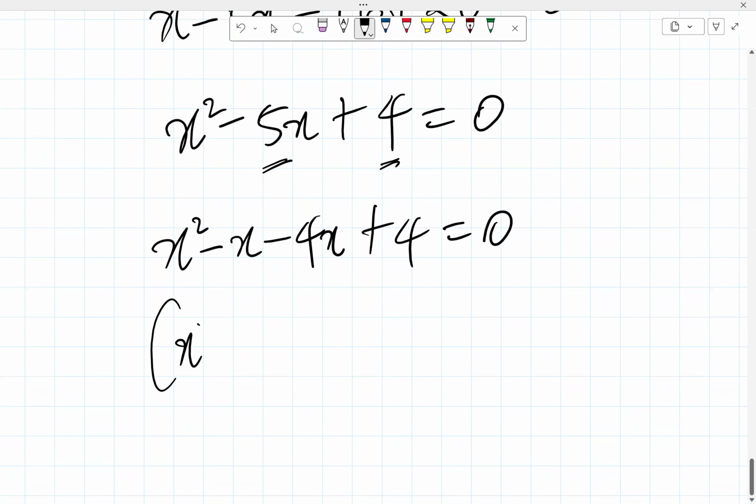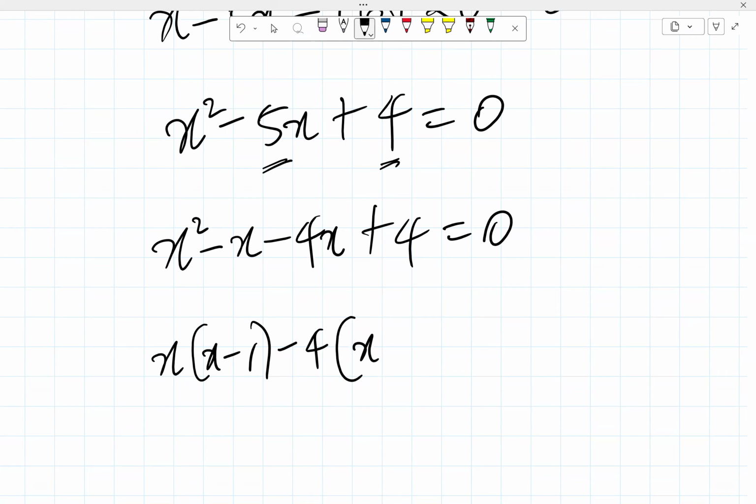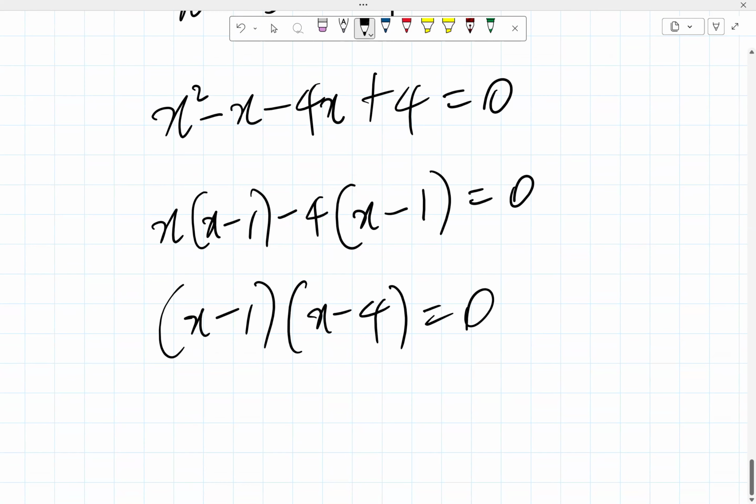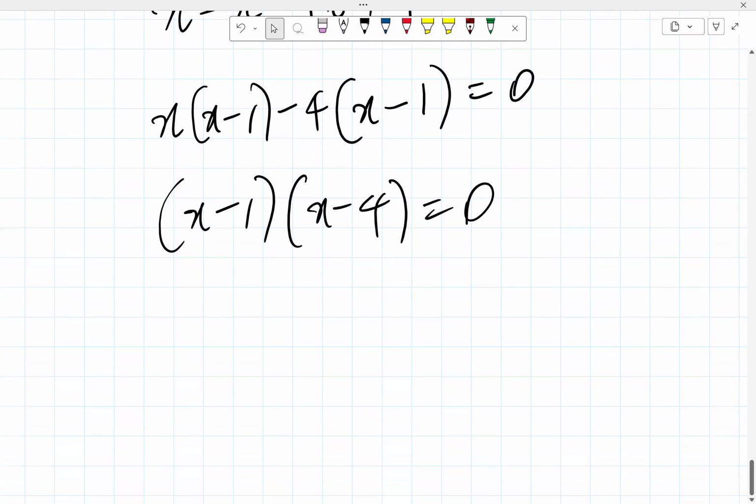We can even factorize straight up, no time. We've done this a lot of times. So x into x minus 1, minus 4 into x minus 1, because we are factorizing out the minus, so plus becomes negative here, equals 0. And then we have x minus 1 into x minus 4 equals 0. So in this case now, x is equal to 1 or x is equal to 4.